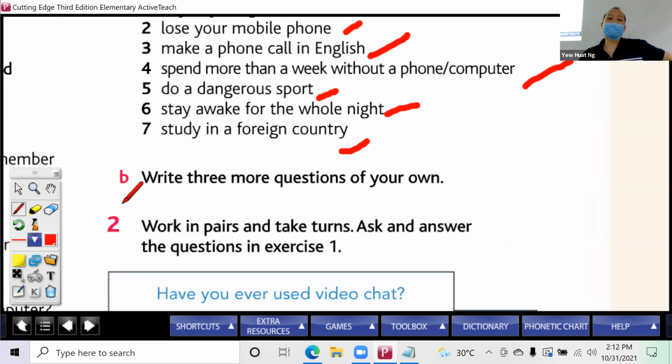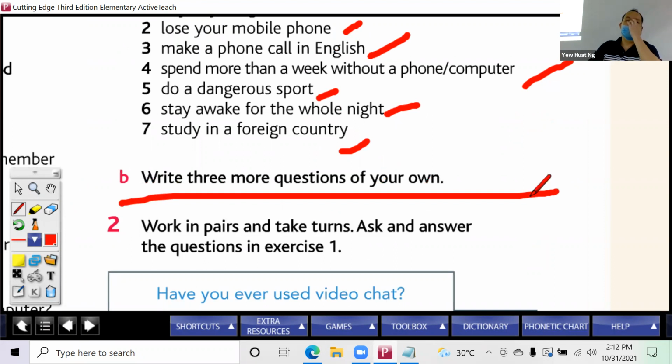Yeah. Just for fun, give me 3 more questions using have you ever. Have you ever lost an umbrella? Yes, I have. Enough. I have lost enough umbrellas.